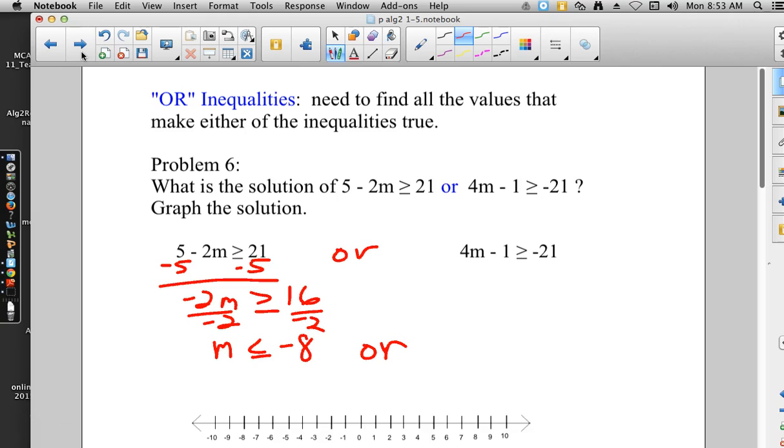Or, all right, now let's go to 4m minus 1 is greater than or equal to negative 21. We're going to add 1 to both sides. So 4m is greater than or equal to negative 20. And then we have to divide both sides by 4, but it's a positive 4. So I don't need to flip any signs there. So that will be m is greater than or equal to negative 5.